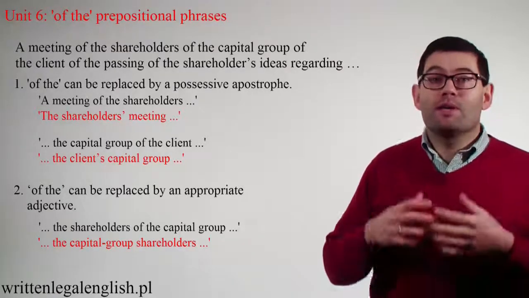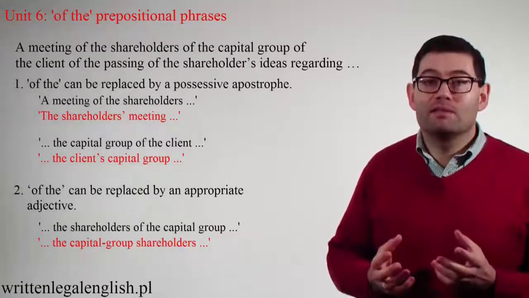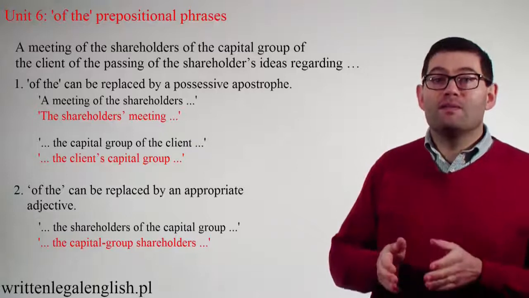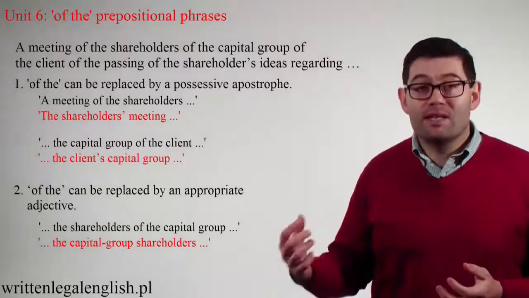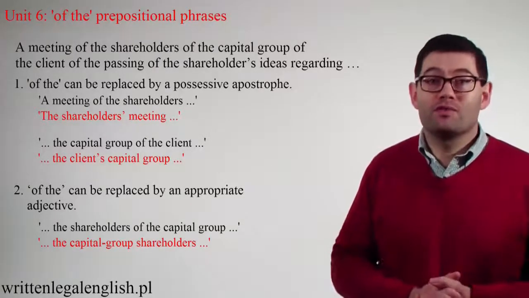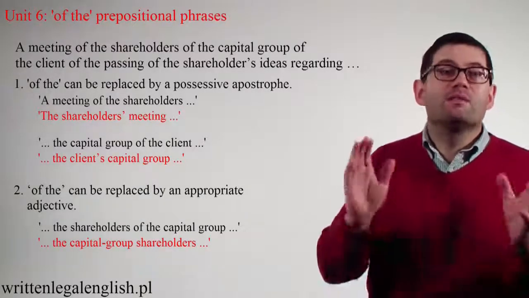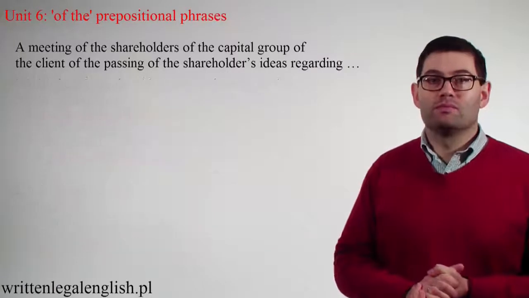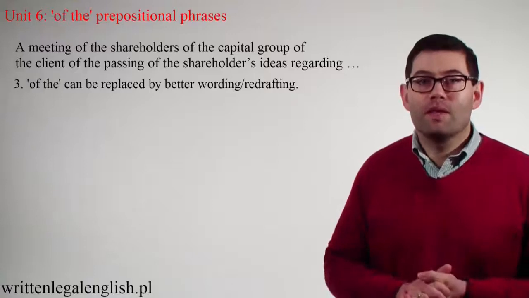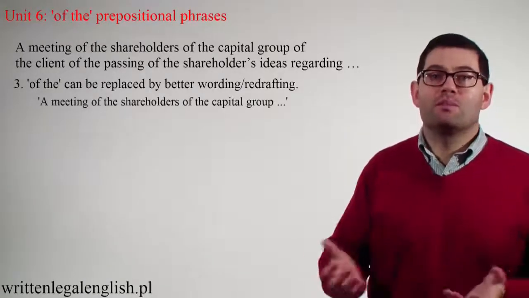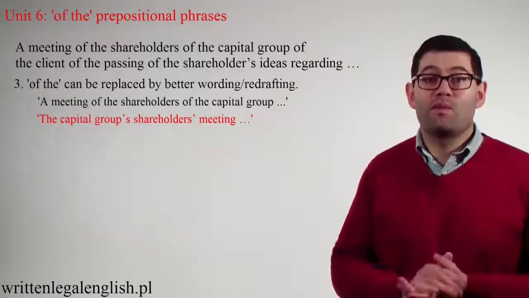And two, by creating adjectives from nouns, we then have to think very carefully about the use of articles. The reader only knows to which noun the article is referring when they read the whole sentence. So in the process of reading the sentence, the reader might get confused. In the questions below, we'll meet a few examples of this, and you'll get a chance to practice this rule. "Of the" can also be replaced by better wording or simply redrafting. We could replace "a meeting of the shareholders of the capital group" with "the capital group's shareholders' meeting", which uses two sets of possessive apostrophes.